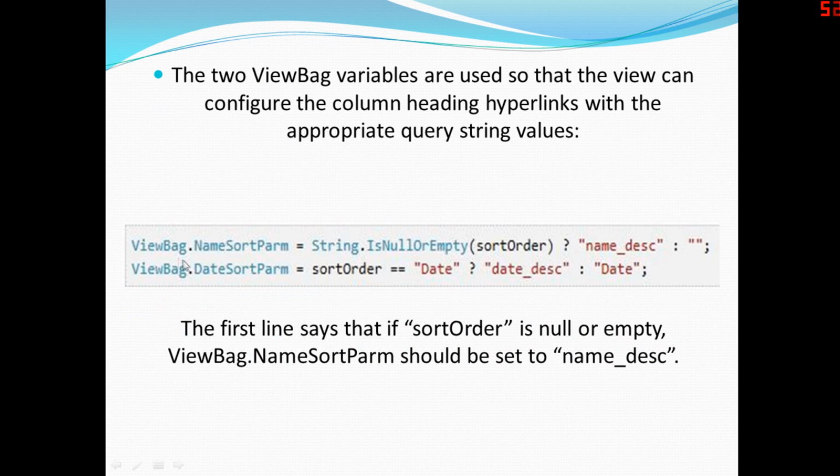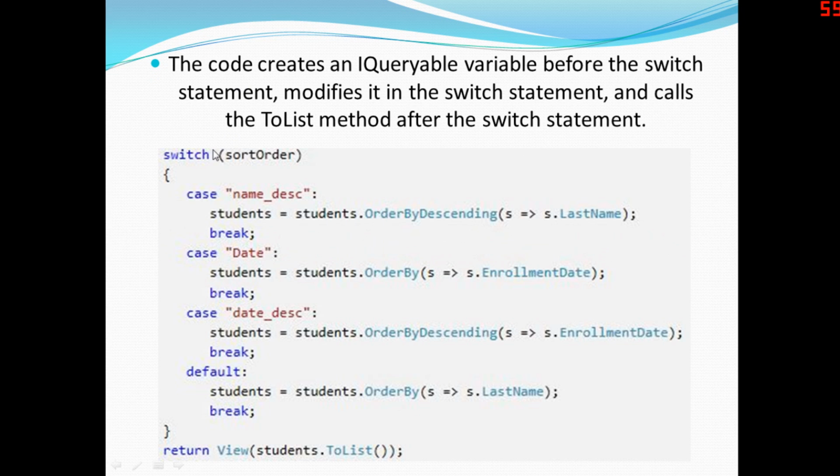The two ViewBag variables right here are used so that the view can configure the column heading hyperlinks with appropriate query string values. The first line says that if sortOrder is null or empty, ViewBag.NameSortParm should be set to name_desc right here. Now this code creates an IQueryable variable before the switch statement, modifies it in the switch statement down here, and calls the ToList method at the end, after the switch statement, to show the results.